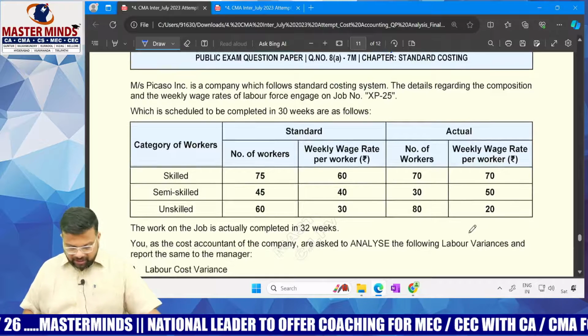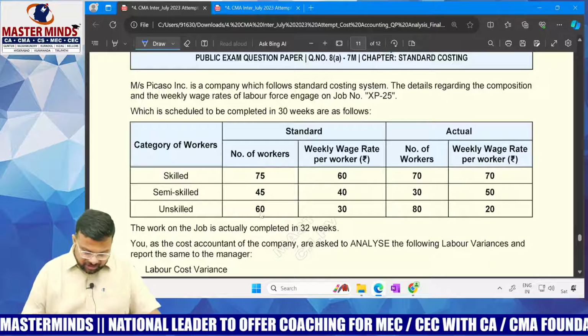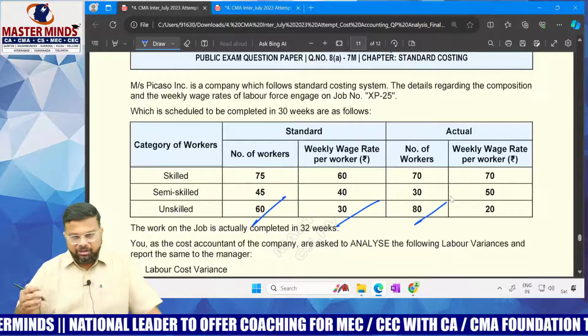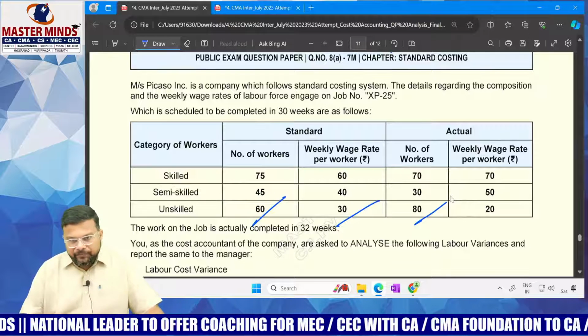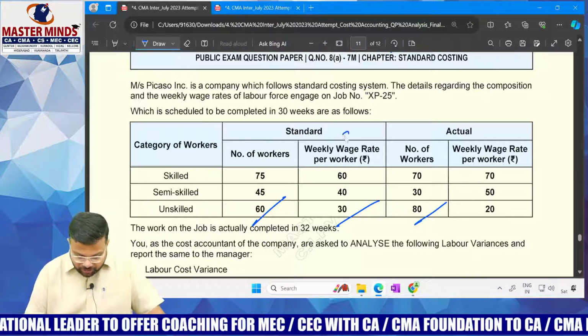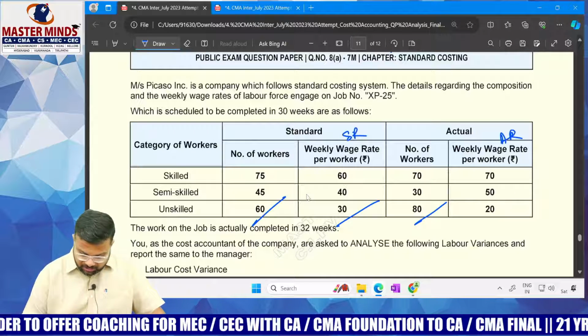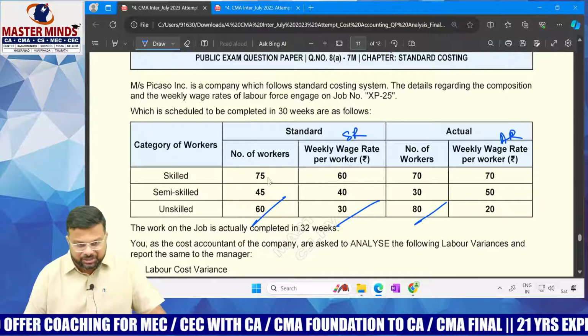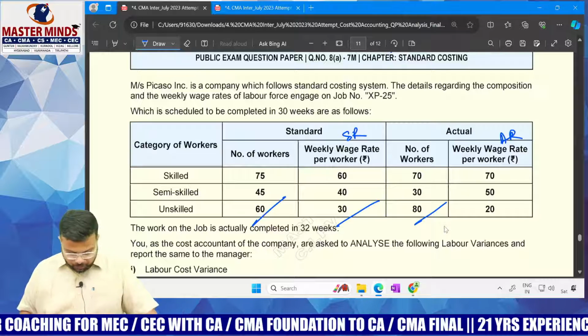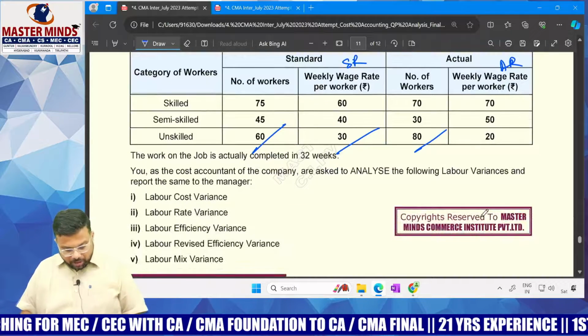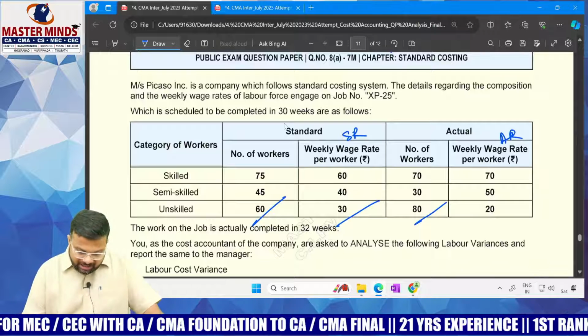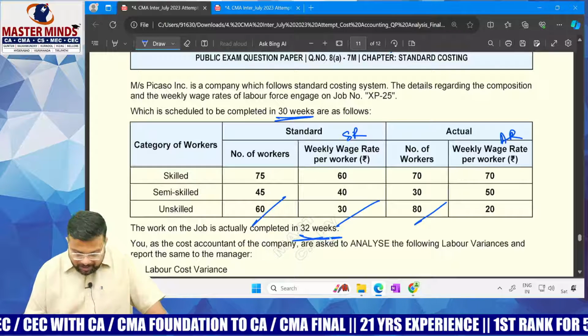Next, when it comes to 8, it is all about standard costing. The entire information is given in the question itself. We have 3 types of laborers and the wage rate is standard. SR is also given here. This is AR. This is labor in standard proportion. This is labor in actual proportion. They have asked us to calculate all the variances. The standard time is 30 weeks. The actual time taken is 32 weeks.